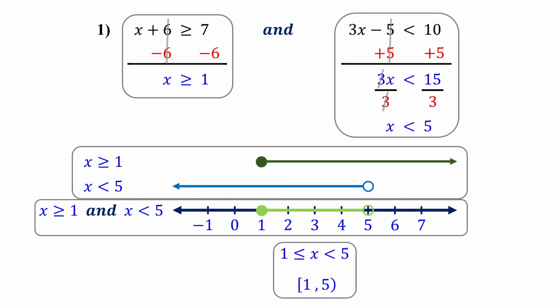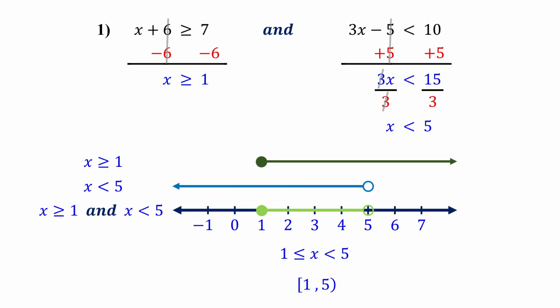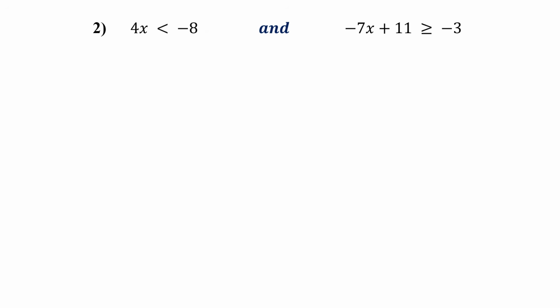And finally, we wrote that solution in inequality form and interval notation. Pretty straightforward, right? Now in this example, one graph shaded to the right and the other to the left, overlapping in the middle. But what if both inequalities shade in the same direction? Let's find out in the next example.